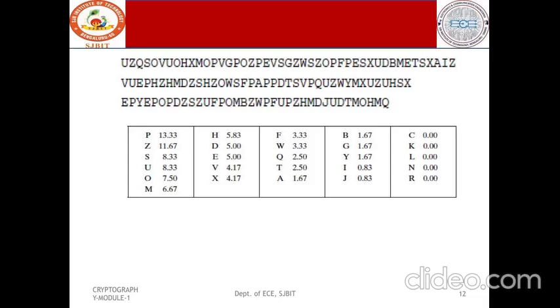This is the ciphertext. As a first step, the relative frequency of the letters can be determined and compared to a standard frequency distribution for English, such as is shown in this figure. If the message were long enough, this technique alone might be sufficient. But because this is a relatively short message, we cannot expect an exact match. The relative frequencies of the letters in the ciphertext are as follows: P is 13.33, Z is 11.67, S is 8.33, U is 8.33, O is 7.50, M is 6.67, and so on.